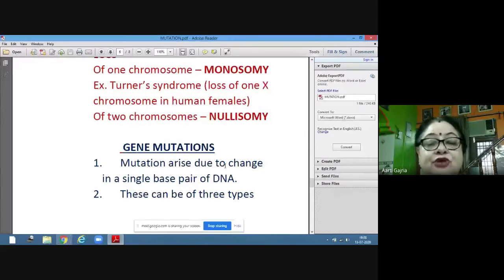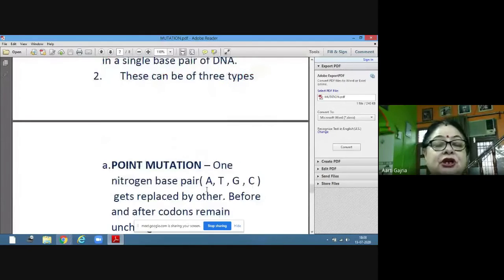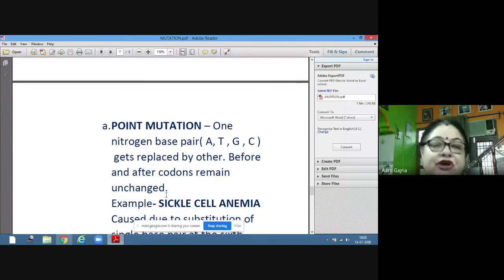Now, gene mutation is also of three types. Point mutation. Now, point mutation is when one nitrogen base pair, which can be adenine, thymine, guanine, or cytosine, gets replaced by another, and the codons before and after remain unchanged. For example, the classic example of this point mutation is sickle cell anemia.